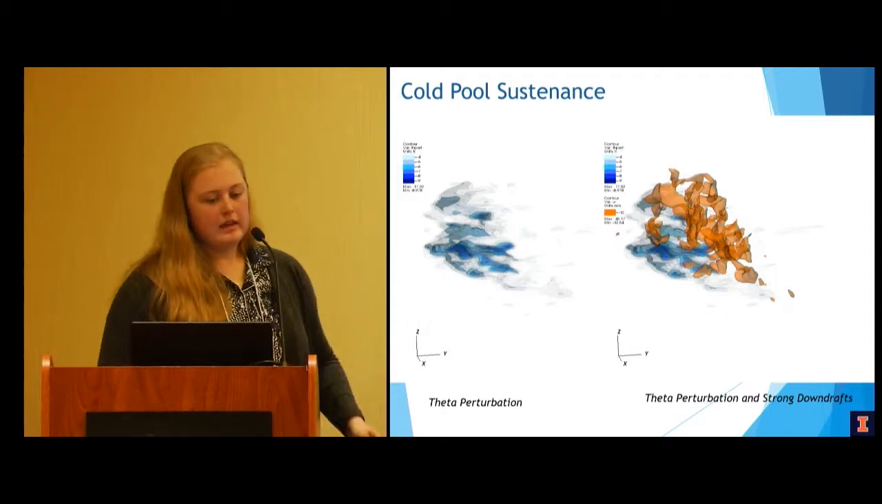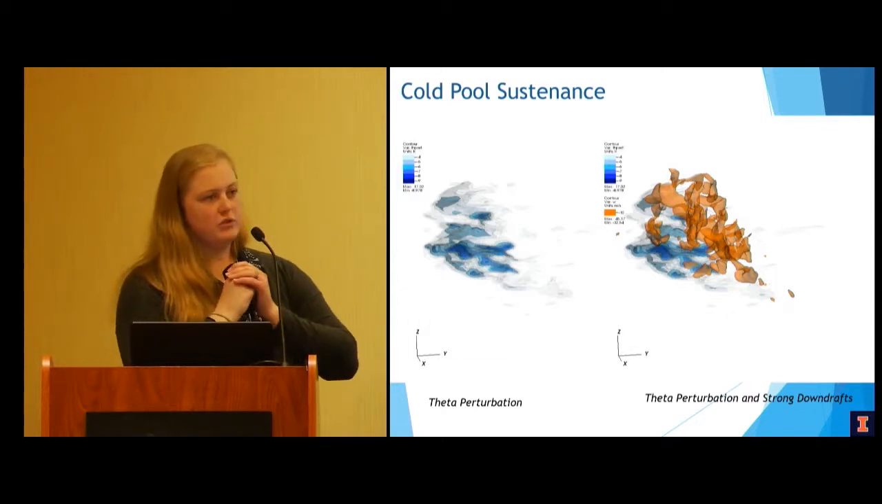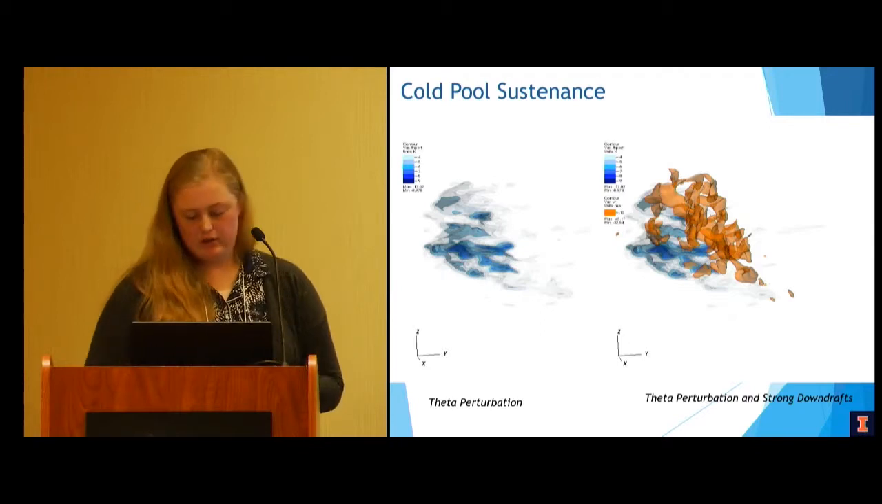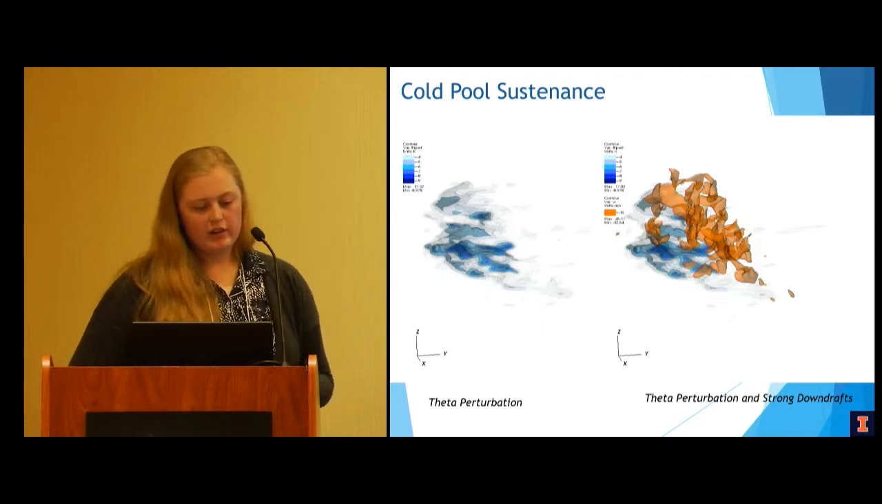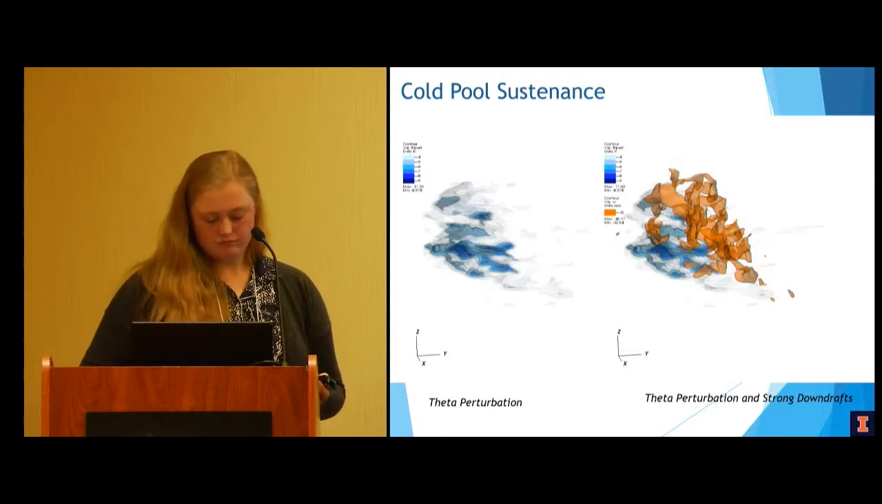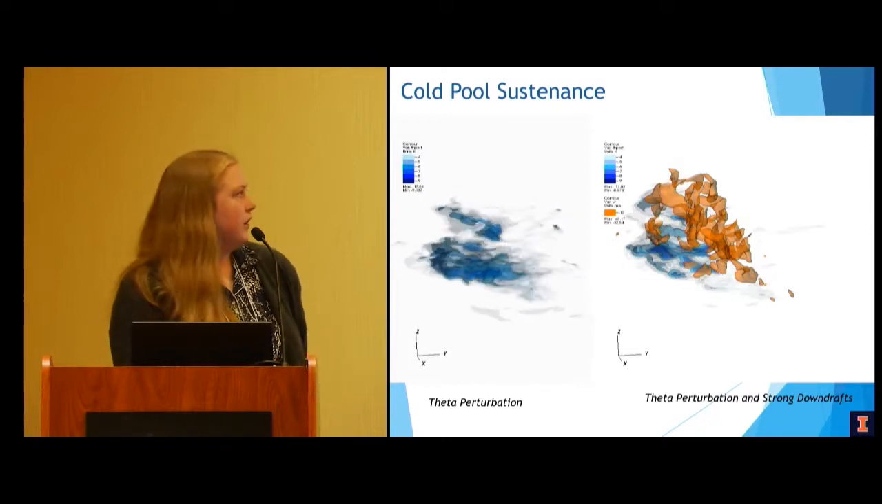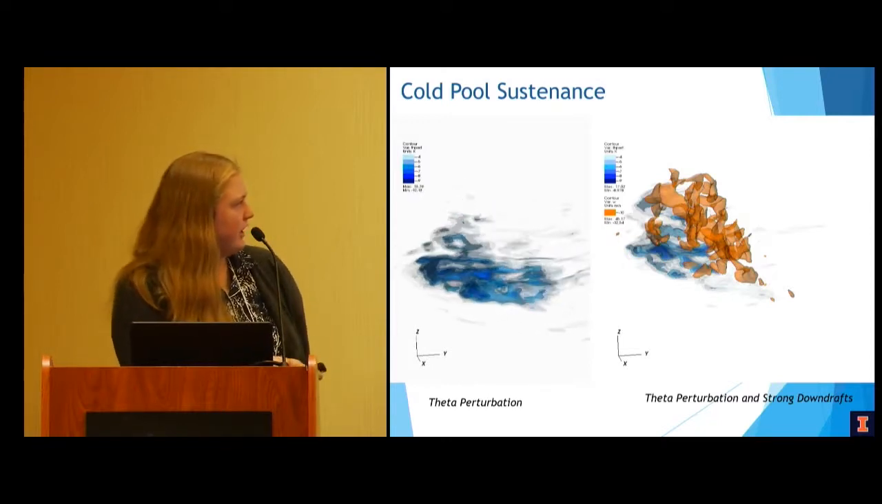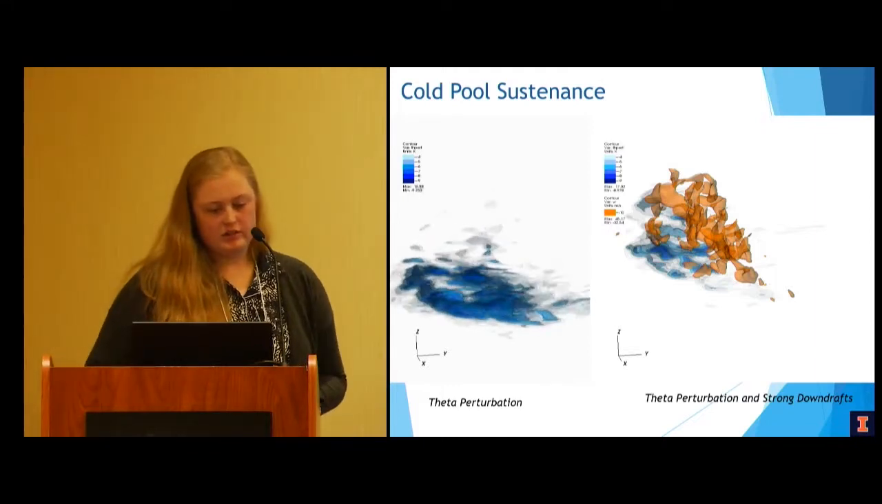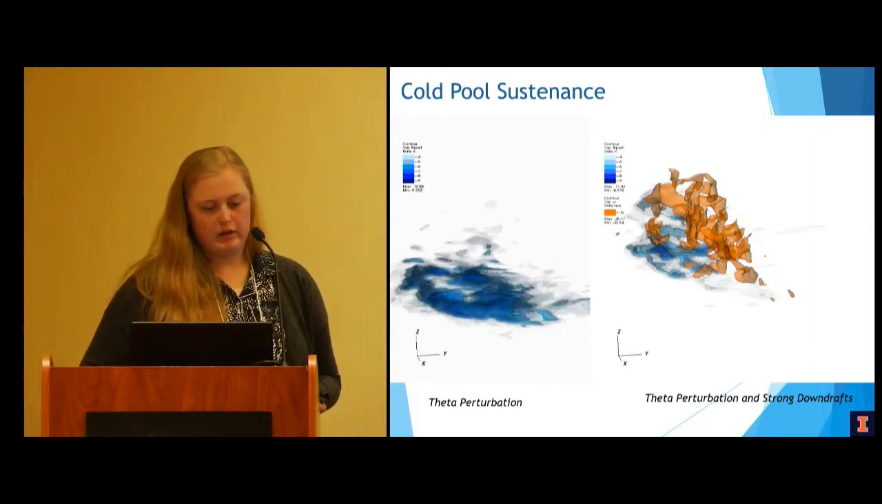Okay, and so if we now move on to cold pool sustenance, what is keeping these cold pools going? How are they being fueled to keep going? So on the left, we have a plot, maybe a video, of theta perturbation. The darker blues are colder areas within this cold pool. You can see the reference scale, so we're in a 3D plane here.